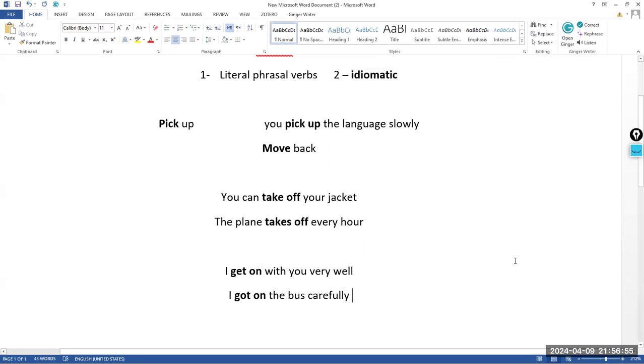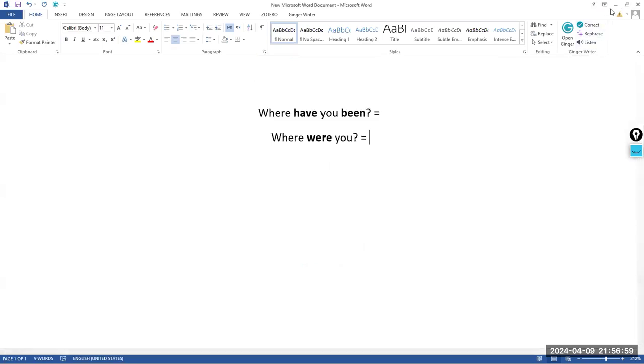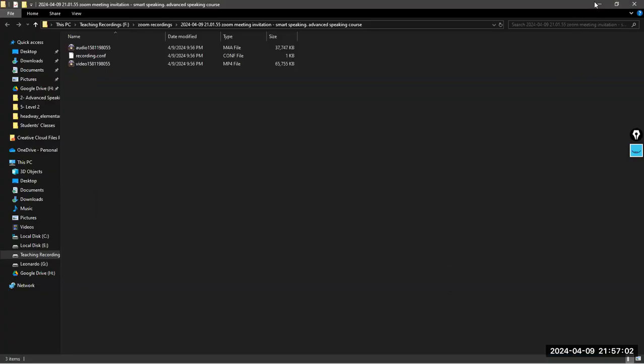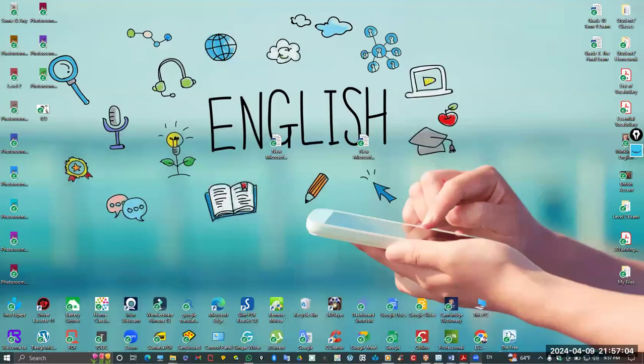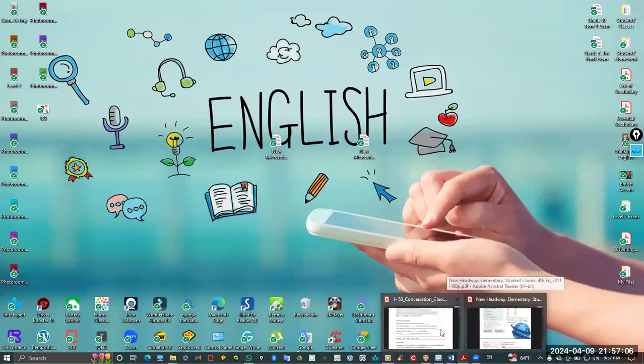Okay? So this is the difference between idiomatic phrasal verbs and literal phrasal verbs. Literally means المعنى الحرفي. Okay.